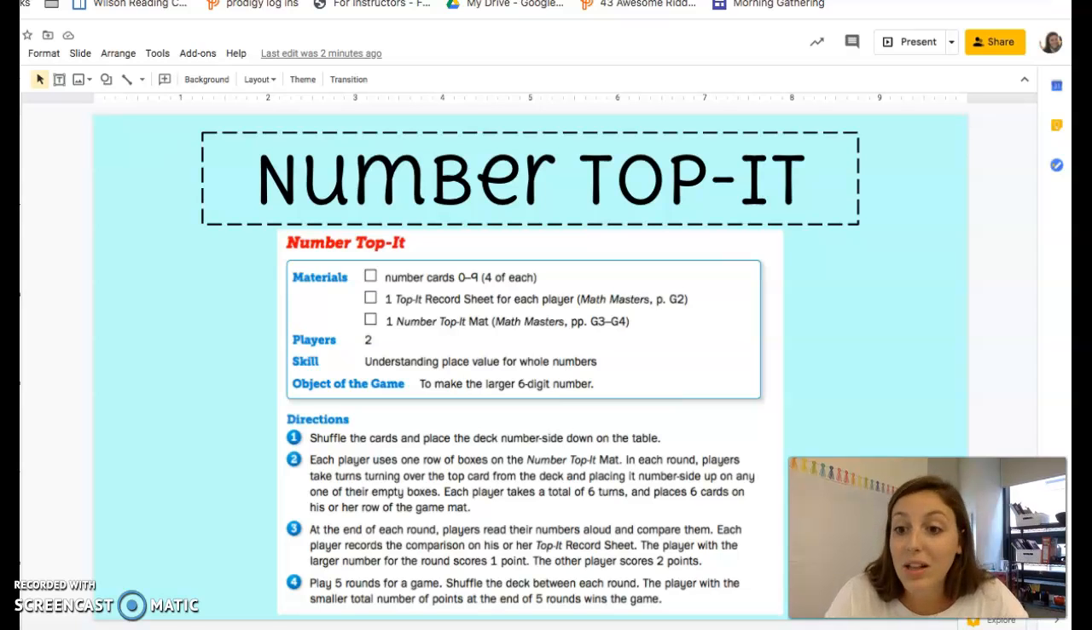Each player will play. I'm really impressed with all your math review work today, 4th graders. Let's get started on our Top It game.